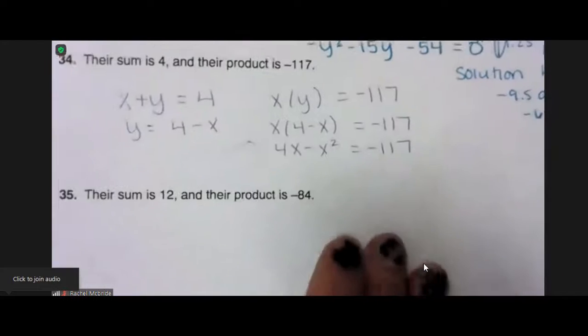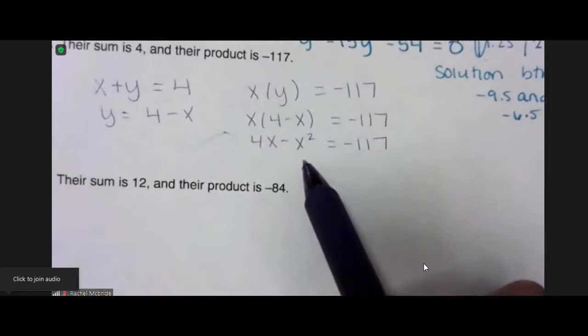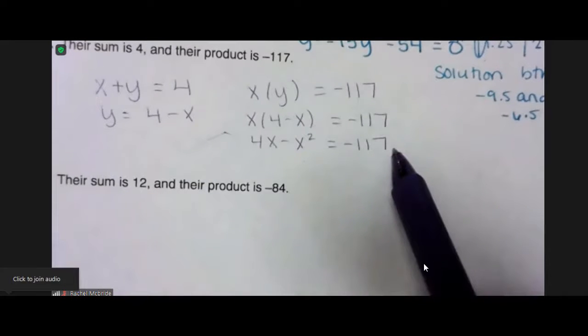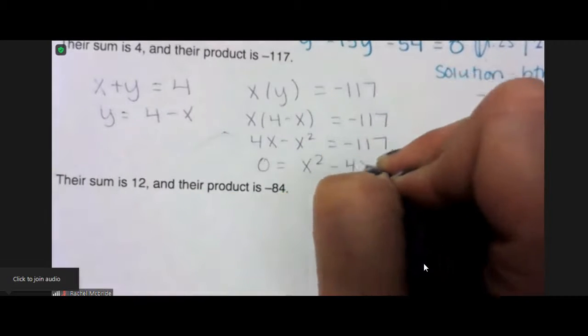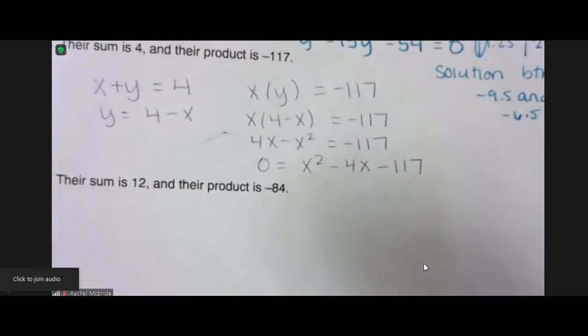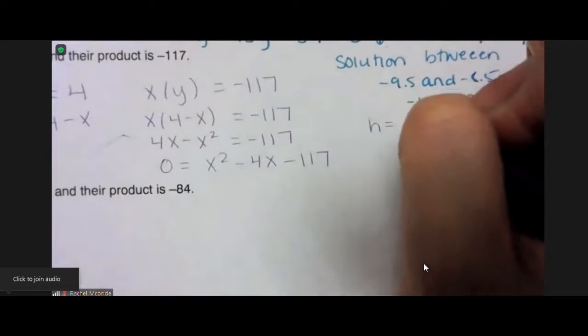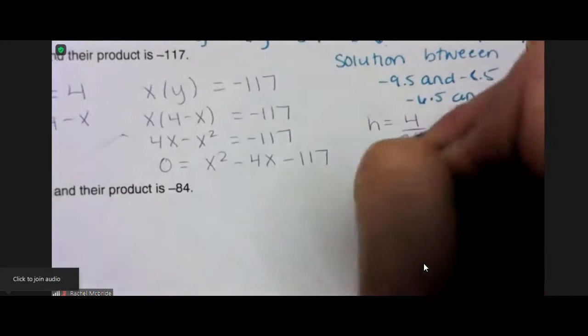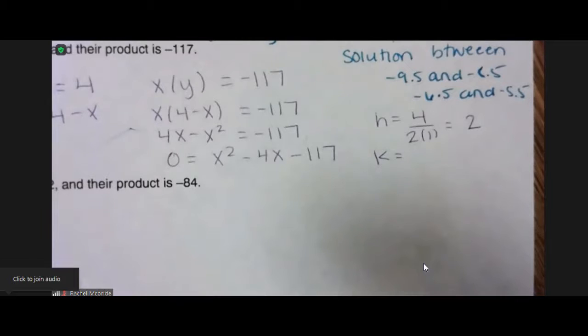And here's where your graphs or tables could be opposite, if you move the 117 over versus moving the x squared and the 4x over. So my h value is 2, my k value is 2 squared minus 4 times 2 minus 117.